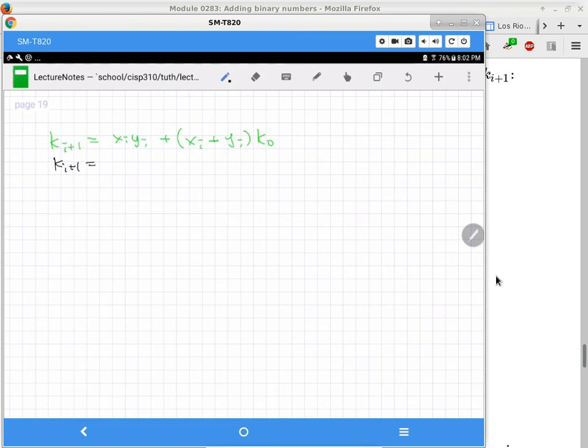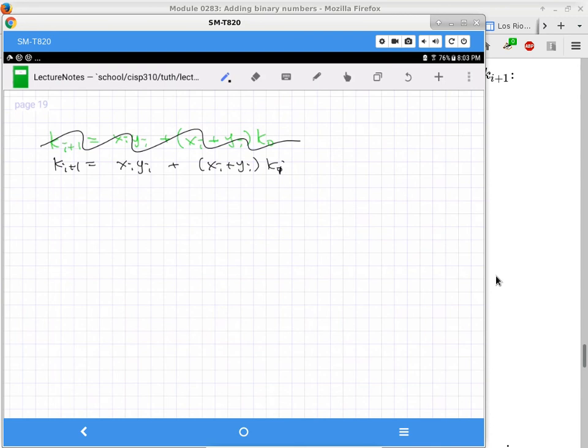K(i+1) is (xi AND yi) OR (xi OR yi), the whole thing times ki. Here we go. So forget about this part. This is what we had in the previous one. Is that okay?